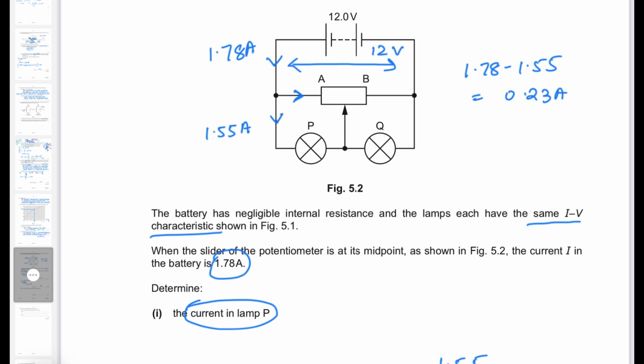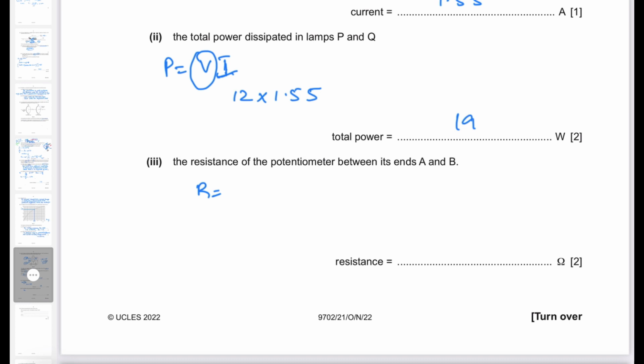Remember, according to Kirchhoff's law, the sum of currents moving into a junction is equal to the sum of currents moving out of it. The total current which moves in is 1.78, which is why you would subtract 1.55 amperes from it to find the current through A and B. Again, since AB is connected in parallel with P and Q, the potential difference would be 12 volts. And so now you have the potential difference as well as the current, so you can find the resistance. Resistance would be potential difference divided by current, which would be 12 divided by 0.23, and that's 52 ohms.